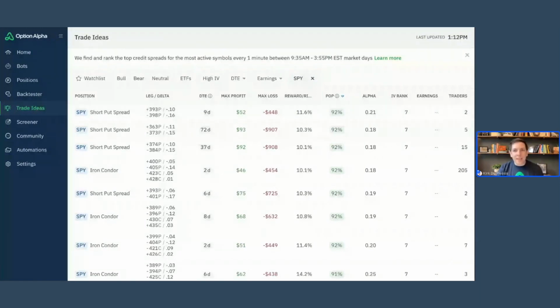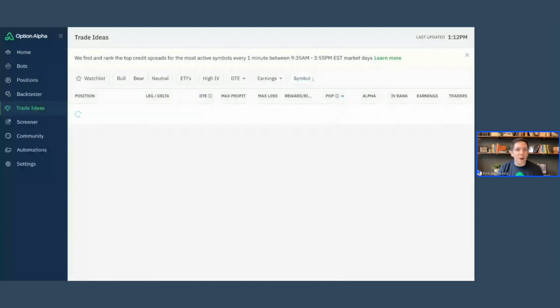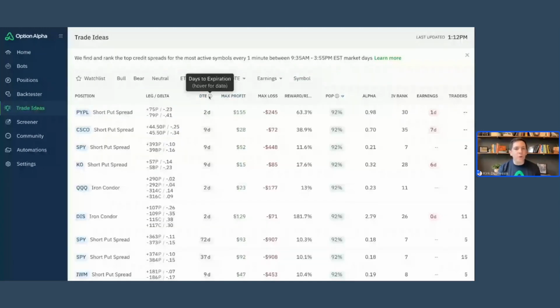Then you got your days to expiration. This is how many days there are until expiration. If you hover over the 2 days or 9 days or 72 days, you can see the exact expiration date for this contract that came out of trade ideas, okay? Max profit sounds like what it is. It is the maximum profit using the midpoint of the spread at this exact time, okay? Now, max profit can shift and change depending on how you get into the trade or what price you get into the trade, right? So obviously, this is the max profit at midpoint of the spread.